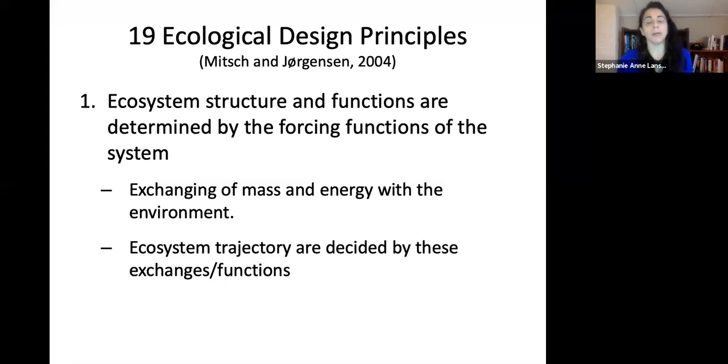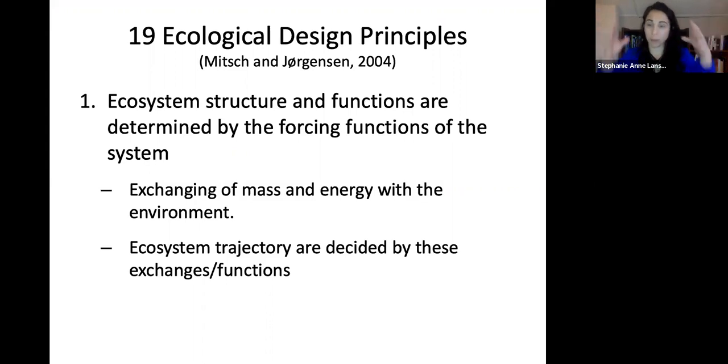So what Bill Mitch and Jorgensen did was try to create these 19 principles to help guide us in how we can create ecosystems that serve, again, human society and the environment. And so I'm going to very quickly go through these 19 principles. The first one is that ecosystem structure and functions are determined by the forcing functions of the system.